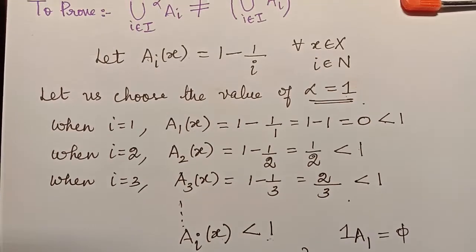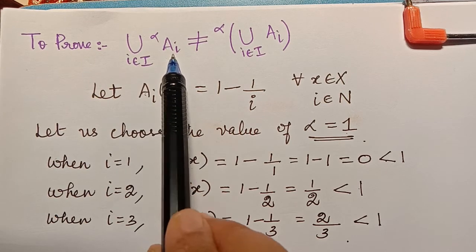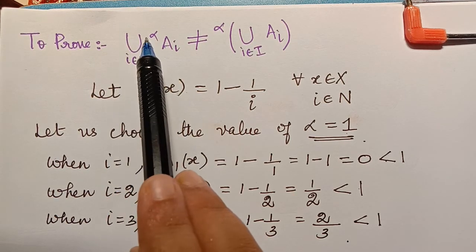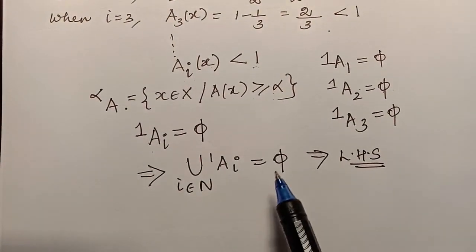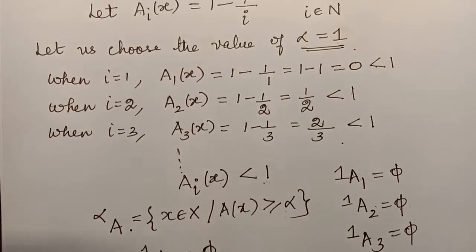So if you see here, the left hand side is union of alpha cut of AI. That is, here we have chosen alpha to be equal to 1. So it will be union of one cut of AI, and that is equal to null set. Now we shall find the RHS, and we shall check whether it is equal to LHS or not.